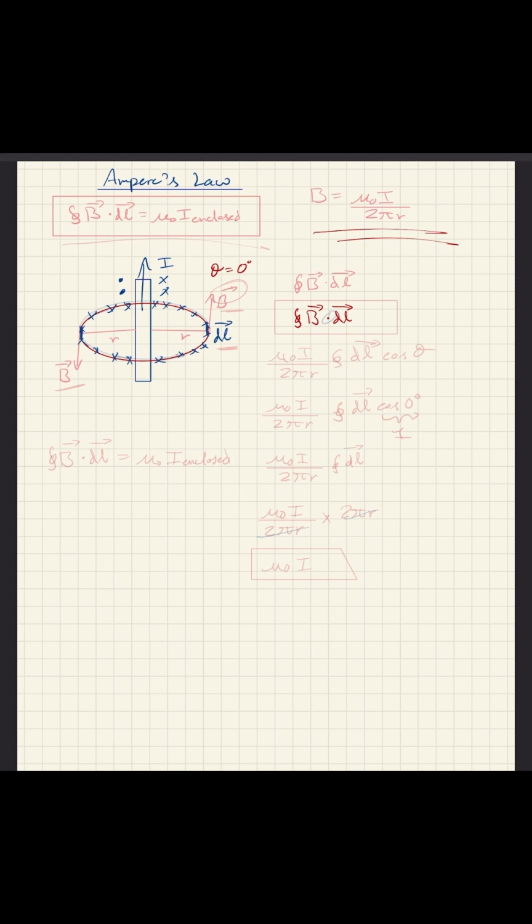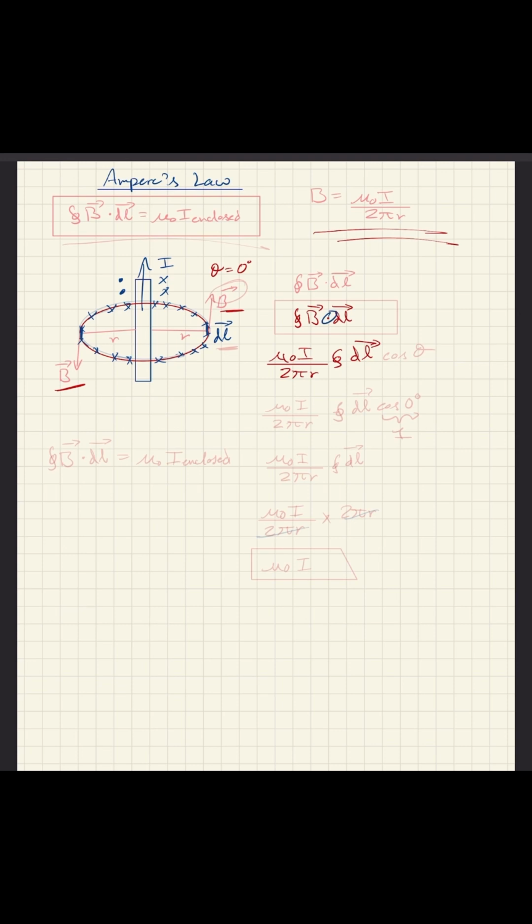If we had B here, this B, and we have this B, our B's are still constant. So our B is going to be mu naught I over 2 pi r, and we can take that outside of our line integral as it is constant. So we have mu naught I over 2 pi r times our line integral of dl. And you're going to be wondering what happened to the dot product, this dot product right here. And I'll tell you what happened to said dot product.